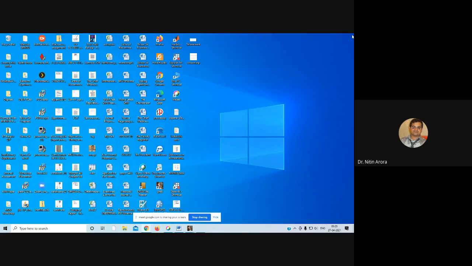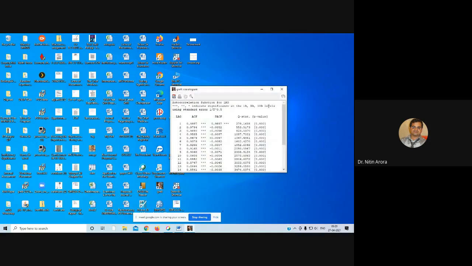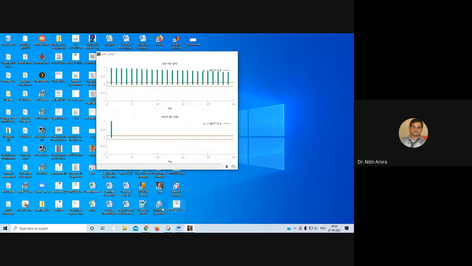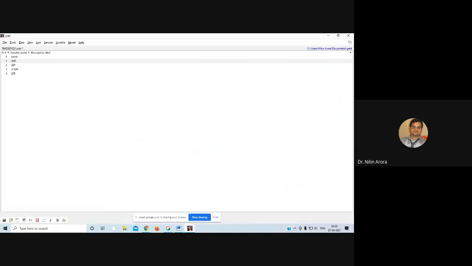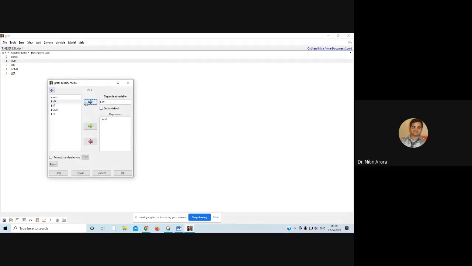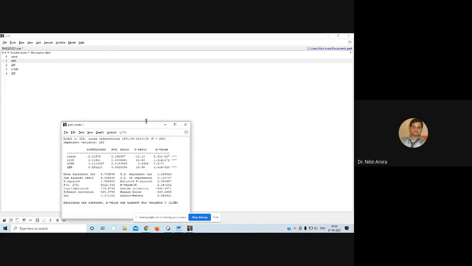So, bache, this is about construction of the autocorrelation function as well as the correlogram. Even if we have to estimate the model, we can go ahead with the estimation of the model. IIP, CMR, LER are the three independent variables we are taking, LM3 is the dependent variable we are taking. Click OK.